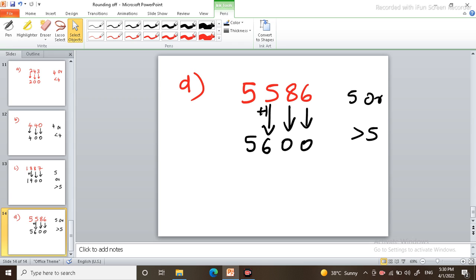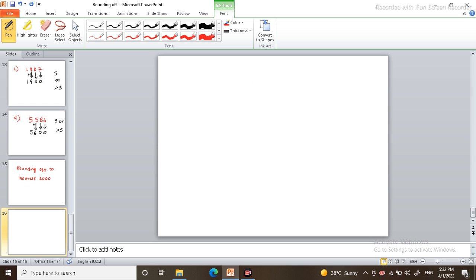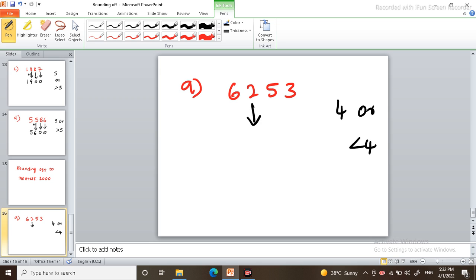Next we'll see rounding off to the nearest 1000. Same rule, only the place values will change, that's all. So what example can we take? 6253. See, here we have to look at the hundreds place. When it is 4 or less than 4 in the hundreds place, this is very important, place zeros in the hundreds, tens and ones places, and keep the thousands place as it is. So the answer will be 6000.